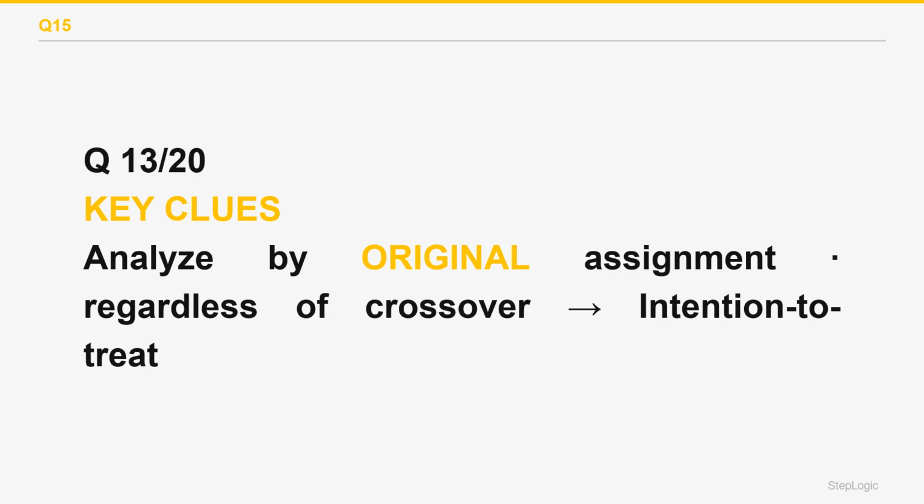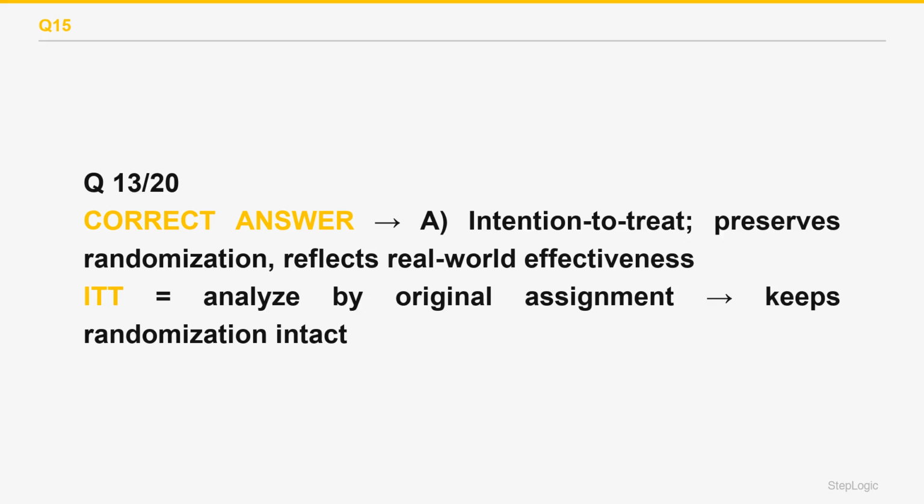The reason is that it preserves the benefits of randomization, the random assignment that balances confounders between groups. The moment you start excluding or reassigning patients based on what they actually did, you reintroduce selection bias, because adherence itself is often related to prognosis. ITT also gives a more conservative, real-world estimate of effectiveness. The correct answer is A.